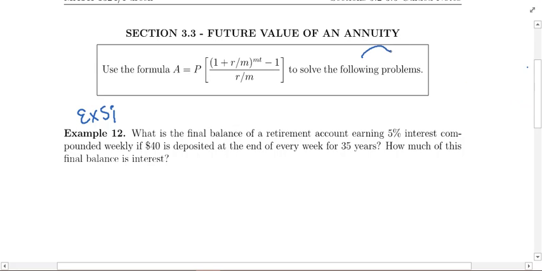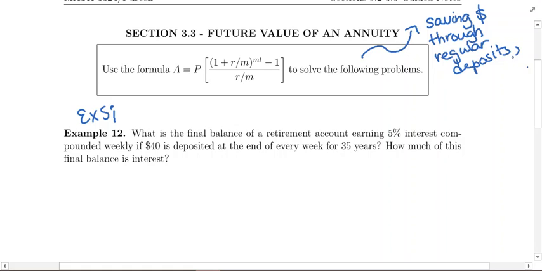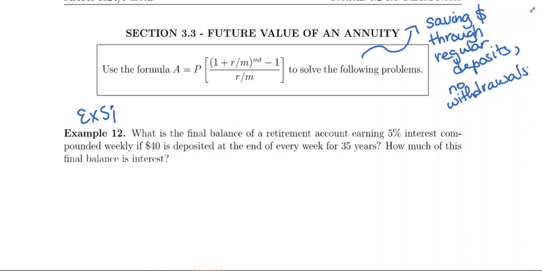Remember when I told you you want to use this particular formula. It's a very specific situation. You need to be saving money, and you're saving money through regular deposits, and also there's no withdrawals. That is specifically when you want to use this particular formula. Remember the whole idea of these regular deposits, regular payments, that makes this an annuity.